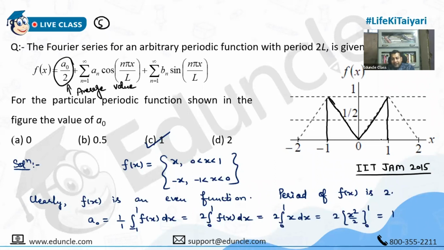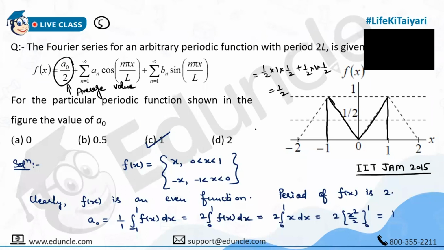Now, average means what is the area of this triangle? Half into base into one. Half into 1 into half, plus half into 1 into half. This is the area. Total is half. And if average is half, then what is A naught? Clearly 1.